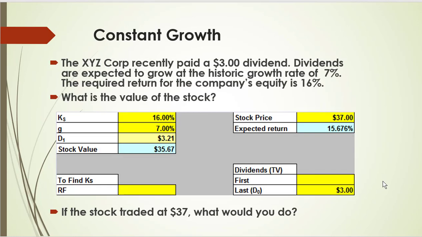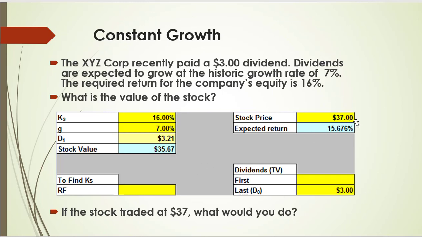So what if we have a constant growth model? This comes from the stock valuation worksheet. Stock valuation, I think it says dividend growth might be the exact description of that spreadsheet. But here we just plug in the information we know. Recently paid a $3 dividend. That goes in the box for D sub 0. The required return on this stock, the cost of equity, is 16%. The historic growth rate of dividends has been 7%. So the value of this stock is $35.67.